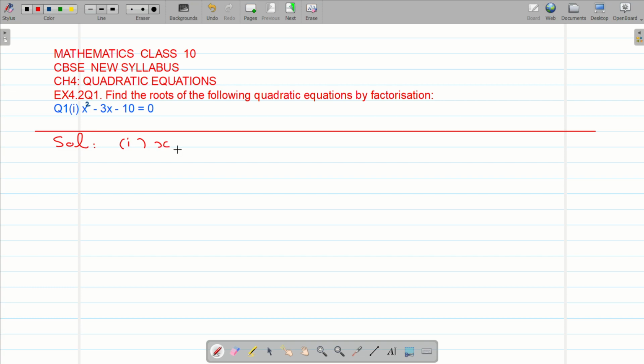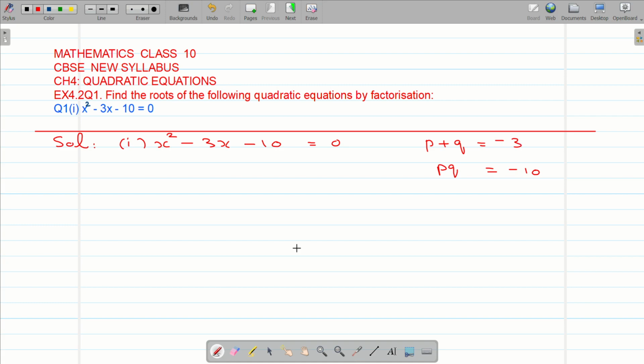x squared minus 3x minus 10 is equal to 0. We have to find two factors in such a way that their sum is equal to minus 3 and the product of the very same numbers will give you minus 10. Since the product is negative, one number will be positive and the other number will be negative. And the sum is negative, which shows that the bigger of those two factors will be negative.